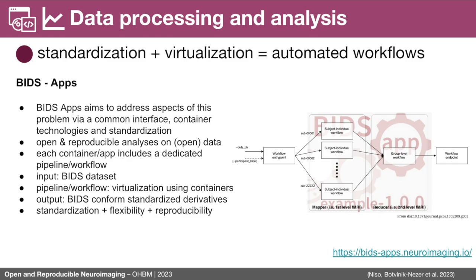BIDS apps aim to address aspects of this common problem that is specific data sets and workflows that you need to run on there in order to do the most appropriate processing. You always have to readapt scripts and then change these workflows in order to work on your data when you get the data standardized. And you can package your software, like your analysis and processing pipeline, in a software container that then understands BIDS datasets. It really opens up the avenue for open reproducible analysis on open data, because each container and app that we talk about here can include a dedicated pipeline workflow where the input is a BIDS dataset. The pipeline and workflow uses virtualization via containers, and the output will be a BIDS conform standardized derivative datasets. And with that, what you actually get as a whole is standardization plus flexibility, because you can adapt workflows a bit more, and reproducibility because you can rerun them, because you've got it all virtualized in software containers.